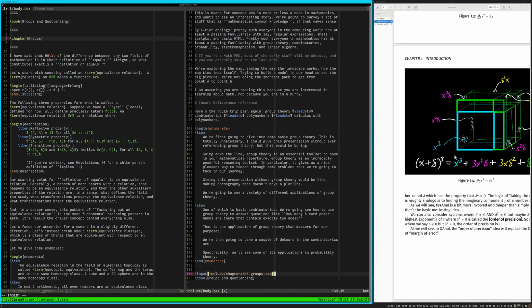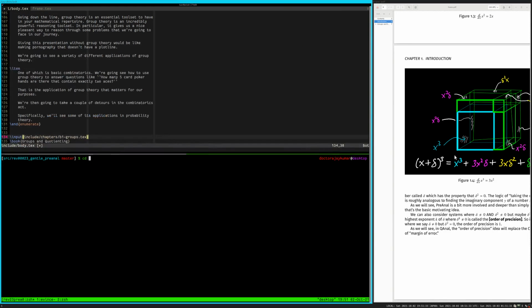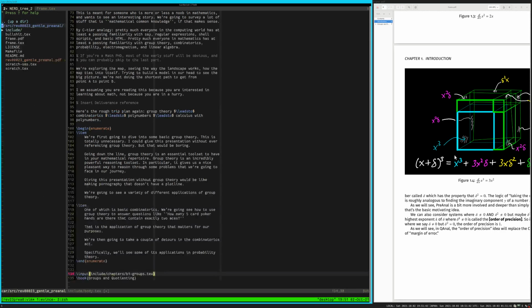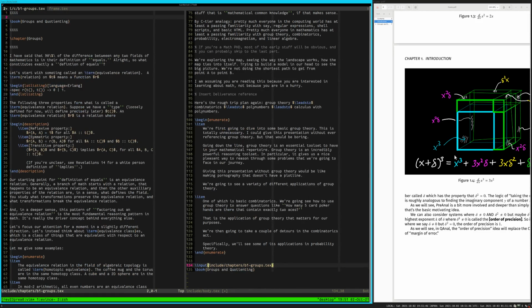B1-groups.tech. Okay, you can't put underscore. Okay, chapter. Okay, book.